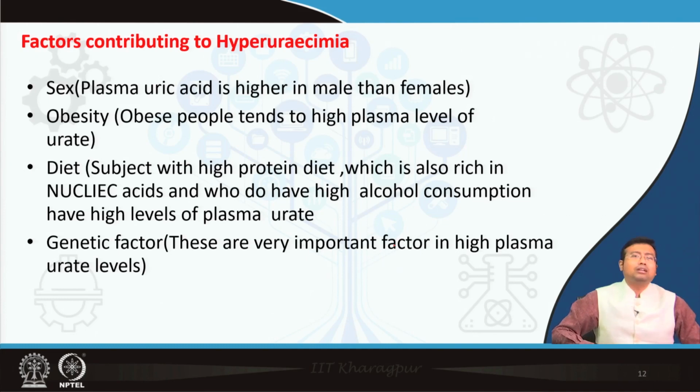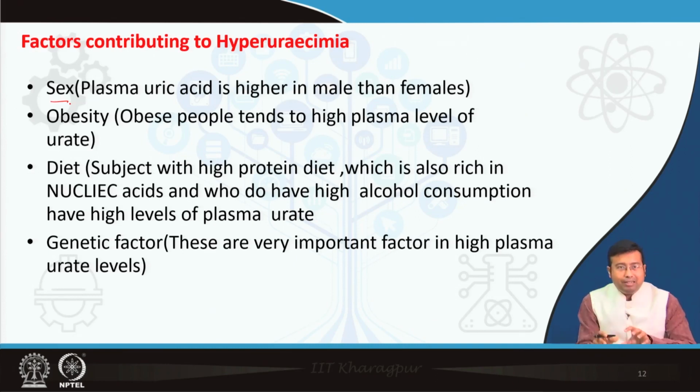So, generally what are the factors that are contributing to hyperuricemia? Number one, as I have discussed, sex. Plasma uric acid is higher in males than in females, so males are more predisposed naturally to hyperuricemia. Next, obesity. Obese people tend to have a higher level of uric acid or urate in plasma. Remember, in plasma it is present as urate, especially the salt, sodium urate.